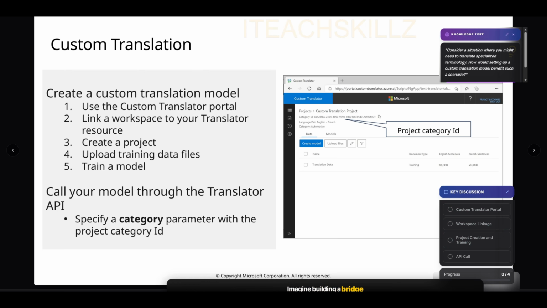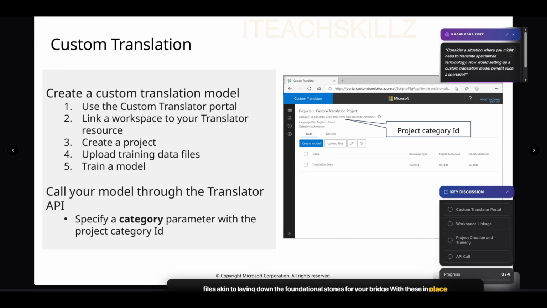Imagine building a bridge that perfectly fits two distinct lands. Similarly, creating a custom translation model tailors language translation precisely to your needs. Start by accessing the custom translator portal and linking it to your translator resource. Think of it as setting up your construction site. Next, initiate a project where you upload training data files, akin to laying down the foundational stones for your bridge.